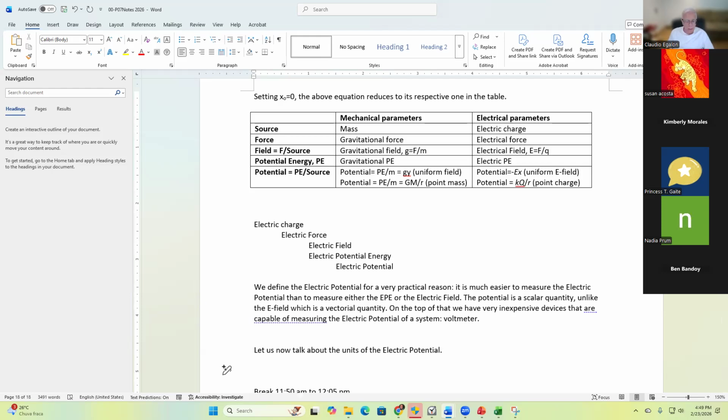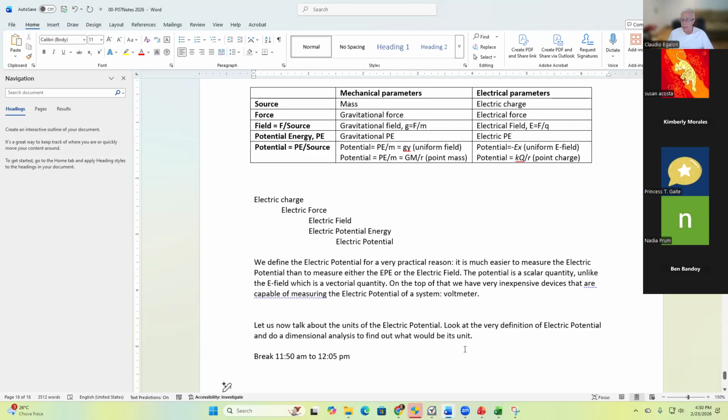In the meantime, look at the very definition of electric potential and do a dimensional analysis to find out what would be its unit. That's what we are going to do next. But I want you to try on your own as well, okay? Try to do that during the break. And then when we come back from the break, I'll show you how to get the unit of the potential. Okay, so see you in 15 minutes.